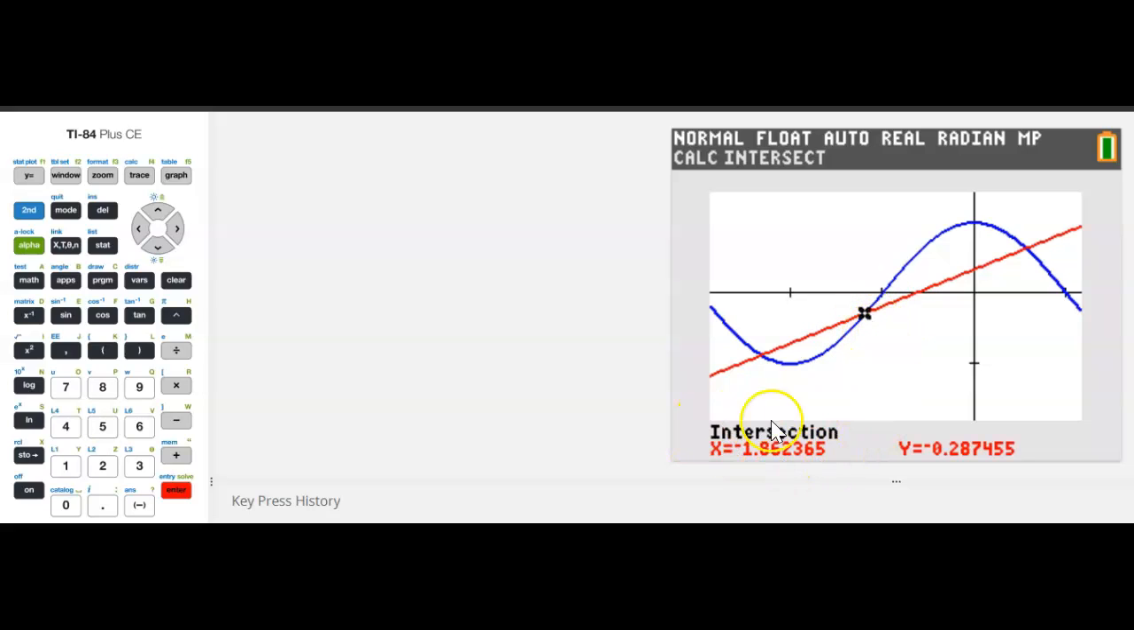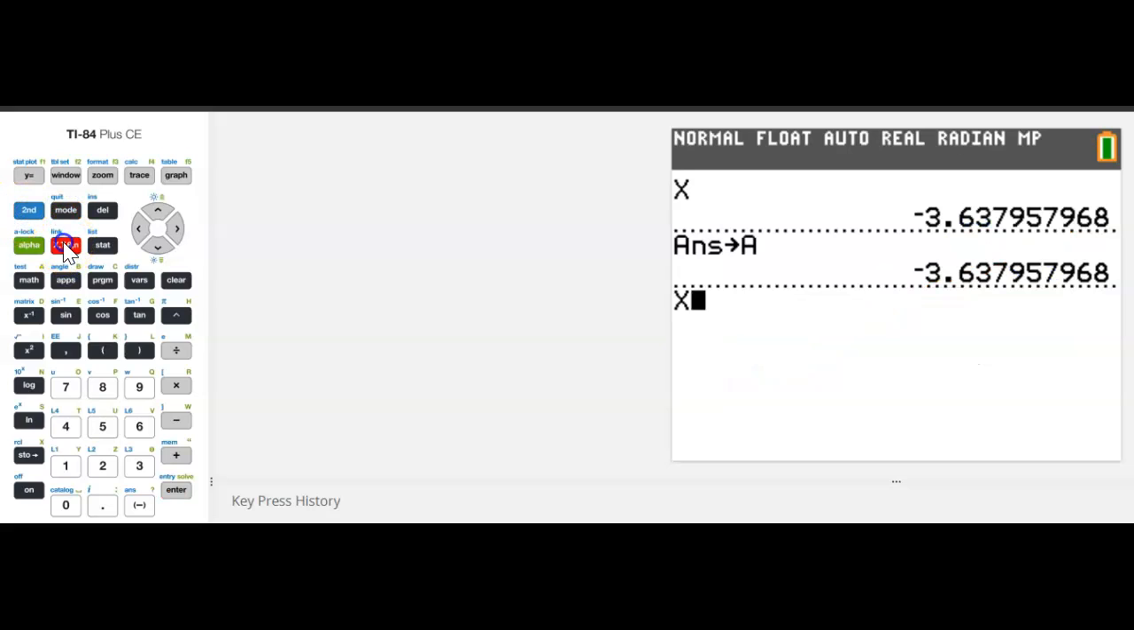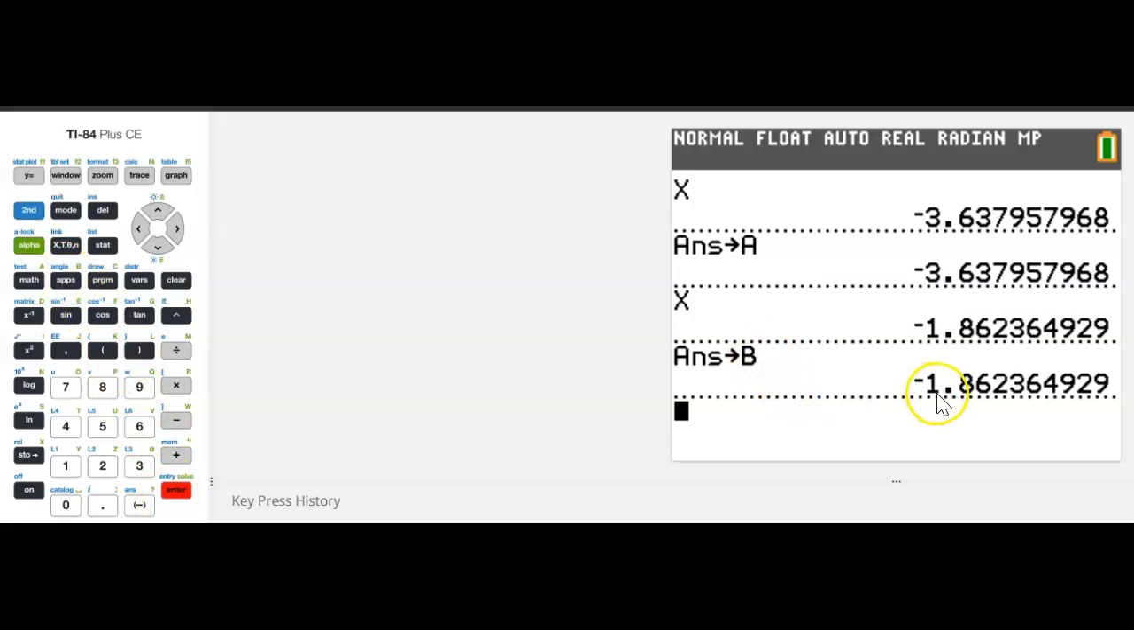Okay, we have the X location of that intersection, so we're going to go to the home screen, second, quit, hit X, hit enter, and you can see that value. You can store it in alpha B, and it's stored in B for us. Go back to the graph.